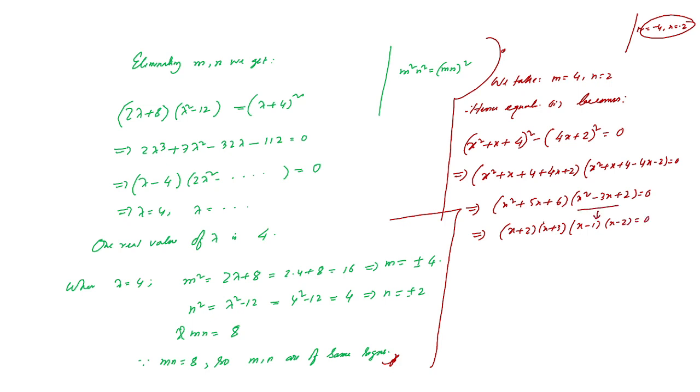So from this you will get the solutions. What are the solutions? x equals minus 2, minus 3, 1 and 2. So here the roots of the given equation are 1, 2, minus 2 and minus 3. Okay. So here you have been asked an MCQ type question.